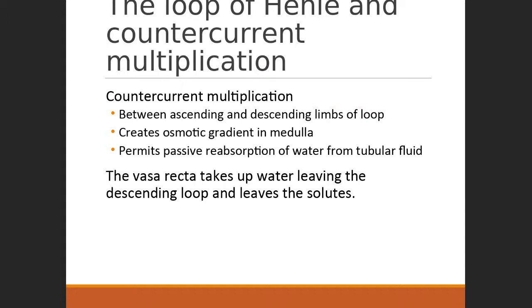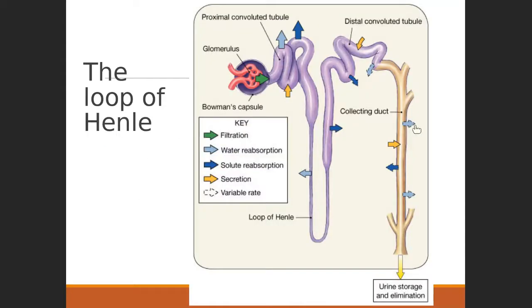Countercurrent because the loop of Henle has two directions that run counter to each other. We got a southbound lane and we got a northbound lane. Any interstate that you'll be on has countercurrents. Traffic moving in two directions. Multiplication implying that amping up of A driving B and B driving A.